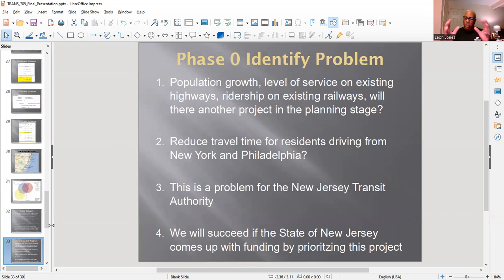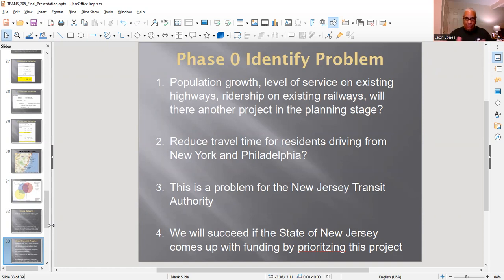Now, again, now we get into our phases. Now, one phase I have is, okay, identify the problem. Just as I mentioned before, population growth, level of service. Will there be a need for another project? Will another project be in a planning stage? And what are we trying to do? We're basically trying to reduce travel time for residents to get to Atlantic City from Philadelphia and New York.